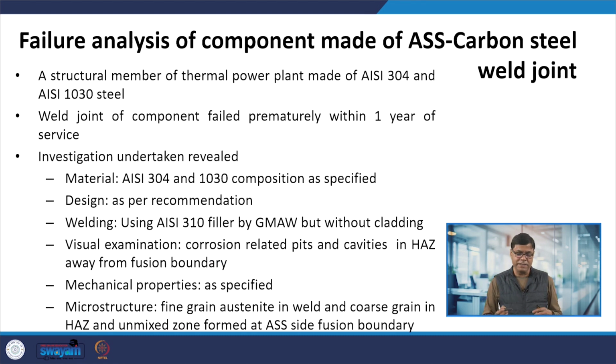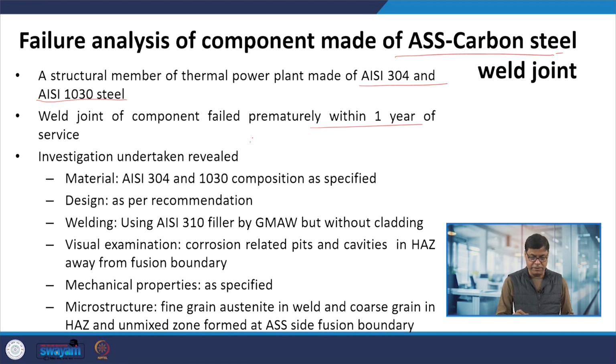We will talk about one case study on the failure analysis of a component made of austenitic stainless steel and carbon steel weld joints. A structural member of a thermal power plant was made of AISI 304 and AISI 1030. The joint failed prematurely within 1 year of service, so an investigation was carried out, and it suggested that 310 and 1030 steel compositions were as per specification, design was as per specification, and welding was carried out using GMAW without cladding or buttering, and the filler used was AISI 310.